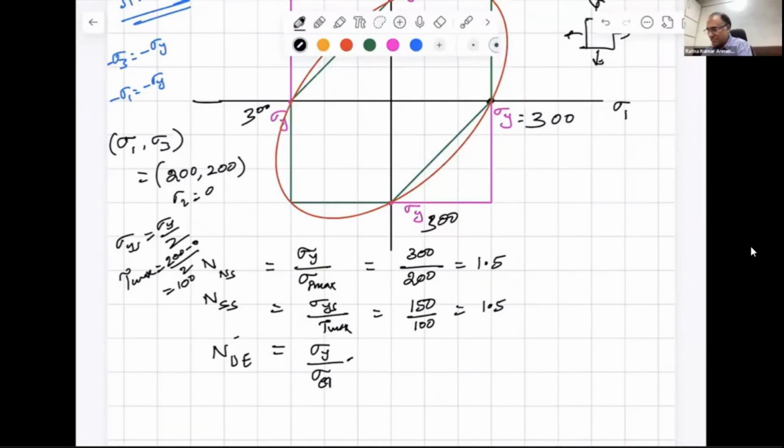Now let us try to understand this. Depending on the state of stress, your factor of safety for different failure theories is changing. That can be nicely understood by this graph. So how do you calculate the factor of safety from the graph? This is your 200 by 200, and 200 comma 100 is this point, isn't it?